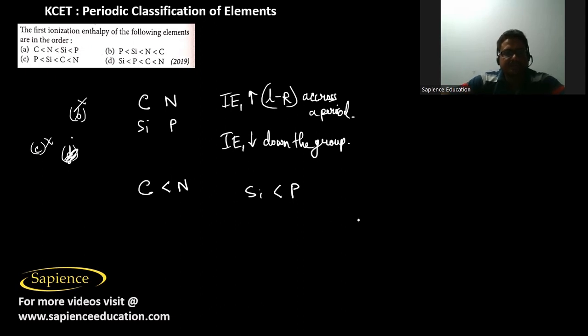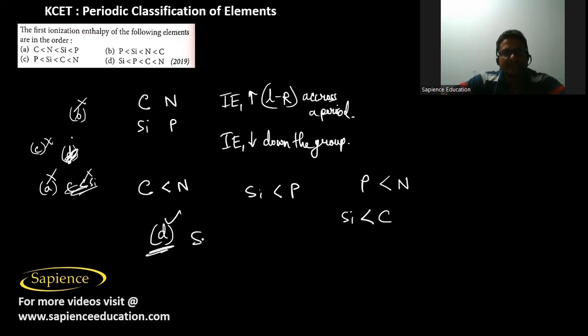Okay. So here, phosphorus is having lesser ionization energy than nitrogen, and silicon also has lesser ionization energy than carbon. Silicon has lesser ionization energy than carbon. So option A is wrong, since here it is told carbon has lesser ionization energy than silicon, which is wrong. Silicon has lesser ionization energy than carbon. So option D is the correct answer, which says that silicon has lesser ionization energy than phosphorus.